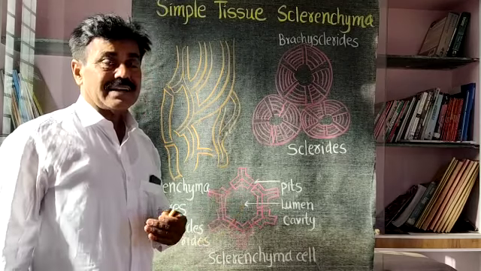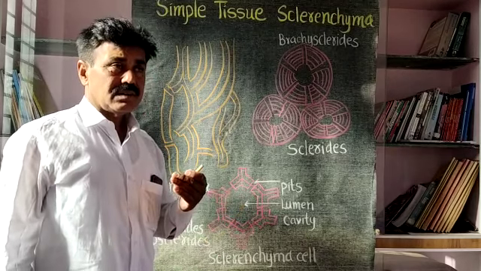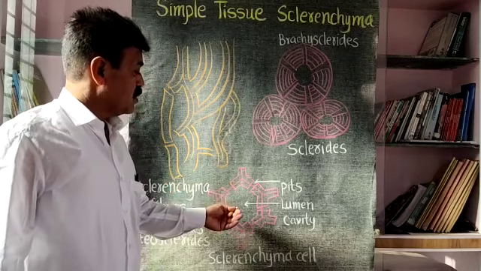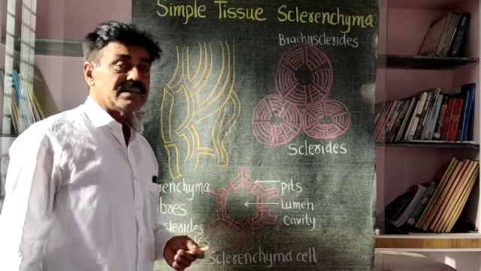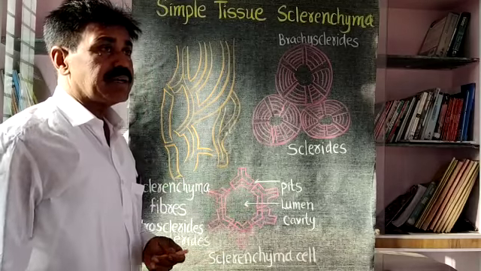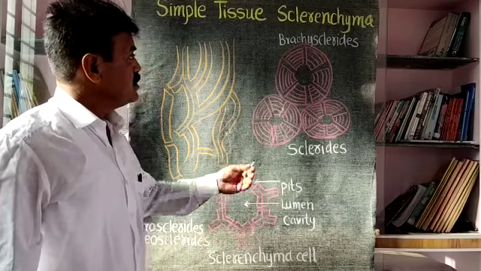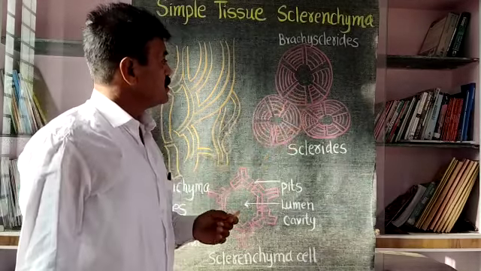These cells are stained with safranin, and because they have a dead cell wall made up of lignin, these lignified cell walls may be stained with safranin. This is about the sclerenchyma.